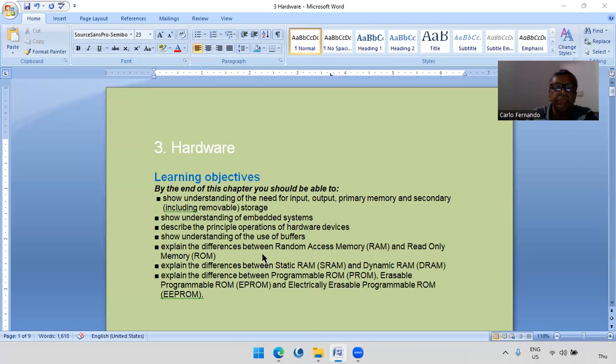Explain the differences between random access memory, RAM, and read-only memory, ROM. Explain the differences between static RAM and dynamic RAM. Difference between programmable ROM, that is PROM, erasable programmable ROM, EPROM, and electrically erasable programmable ROM, that means EEPROM.